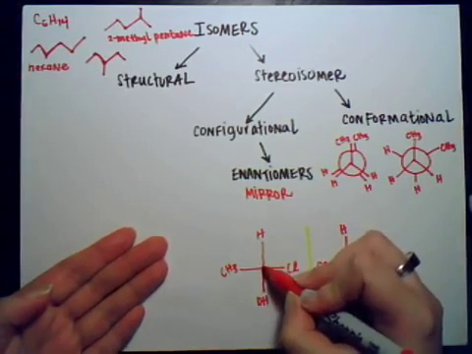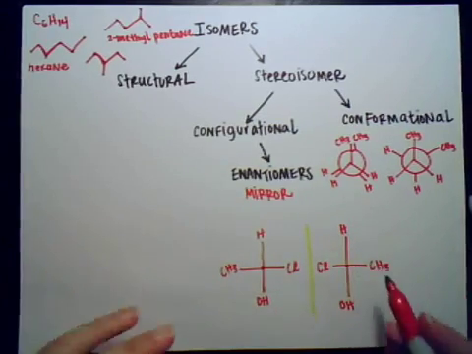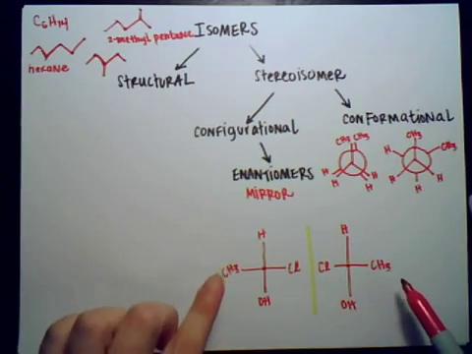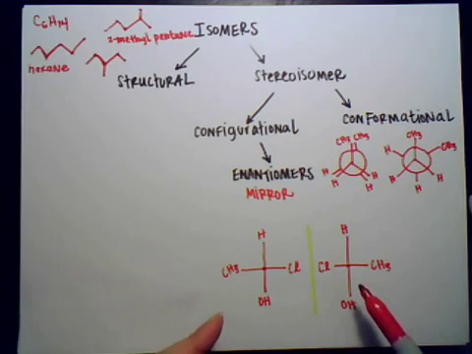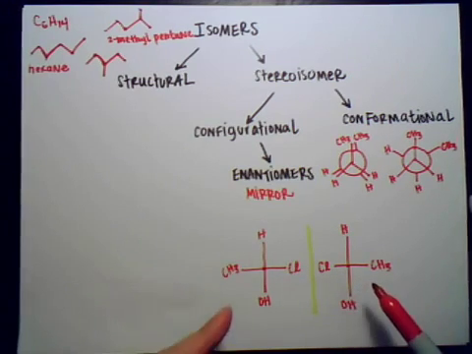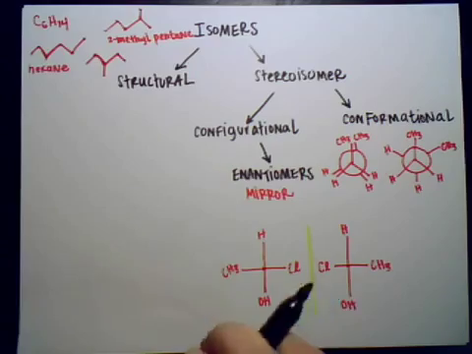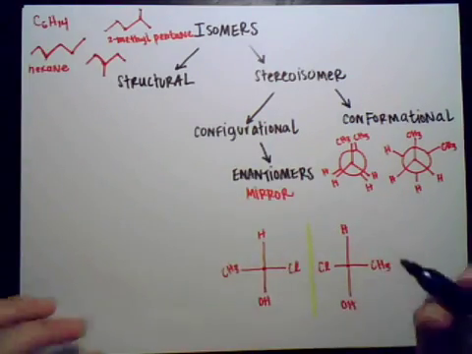This represents a carbon right here, and these are the 4 things that are attached to that carbon. So as you can see, the 2 chlorines in the center, the methyls on the side, hydrogens on top, and the OHs on the bottom, these 2 molecules are mirror images of each other, and therefore they are enantiomers. The other type of configurational isomer is called a diastereomer, and basically, if enantiomers are mirror images, diastereomers are not mirror images.